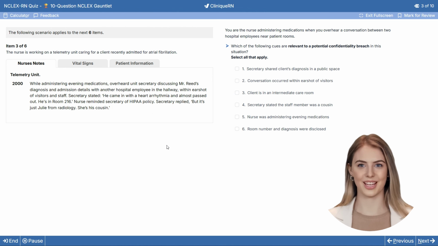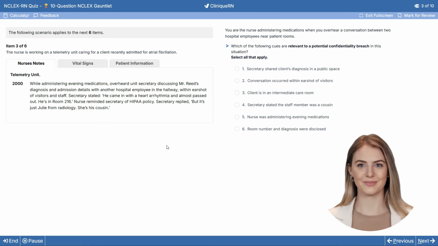Now to question 3. You're passing meds when you overhear 2 hospital employees talking just outside the patient rooms. At first, it sounds harmless, but then your instincts kick in. Something about what they're saying feels off. The question is, can you spot the cues that point to a potential confidentiality breach? Let's see how sharp your HIPAA radar really is. Here are 6 details from that overheard moment. Take a second after each one and decide, is it relevant to a potential breach or not?